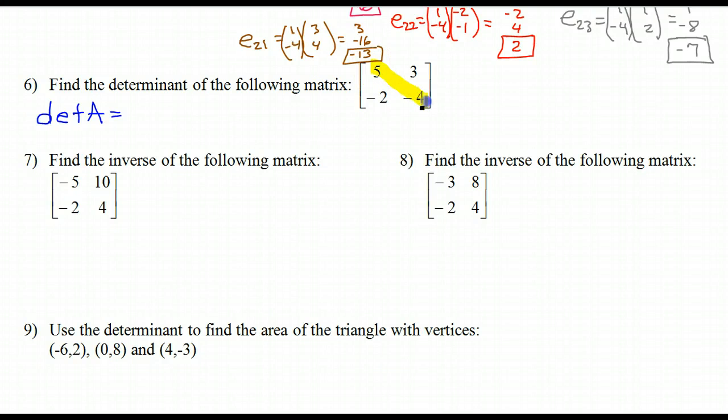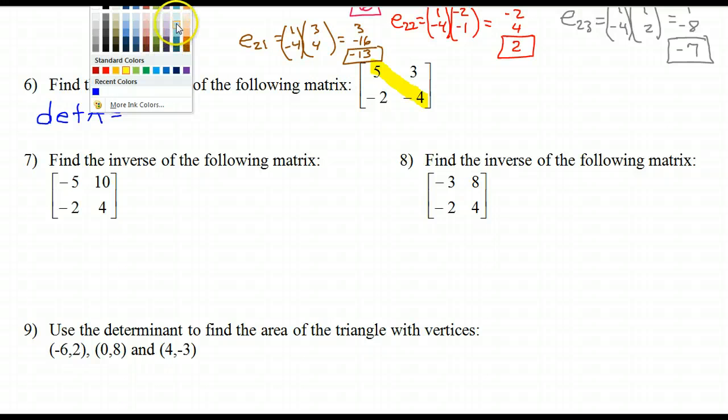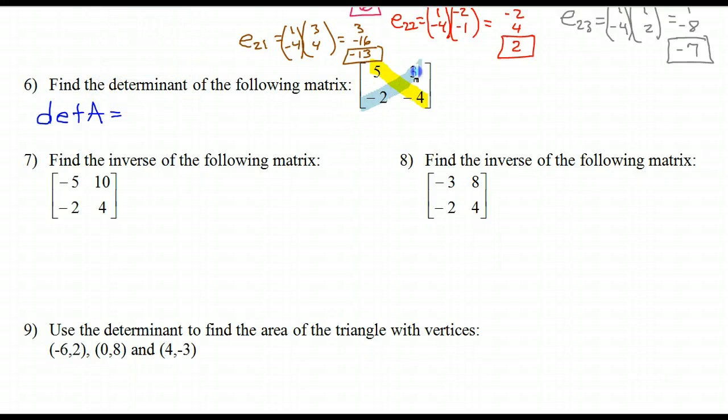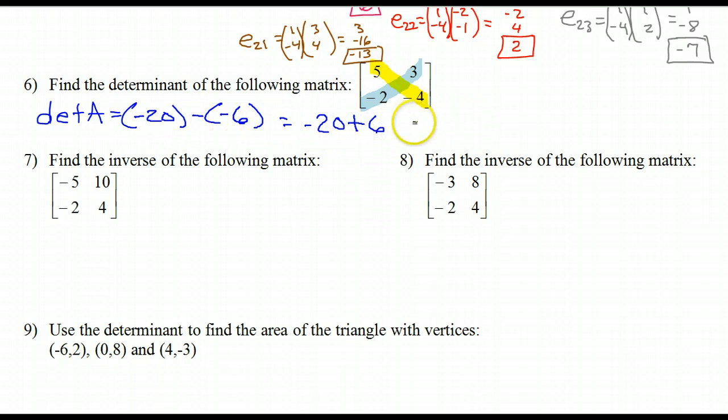The determinant of this matrix will be the down diagonal minus the up diagonal. So that's going to be negative 20 minus negative 6. Which of course means negative 20 plus 6, minus negative is addition, which means we have negative 14. All right, that is the determinant. That's the answer to number 6.